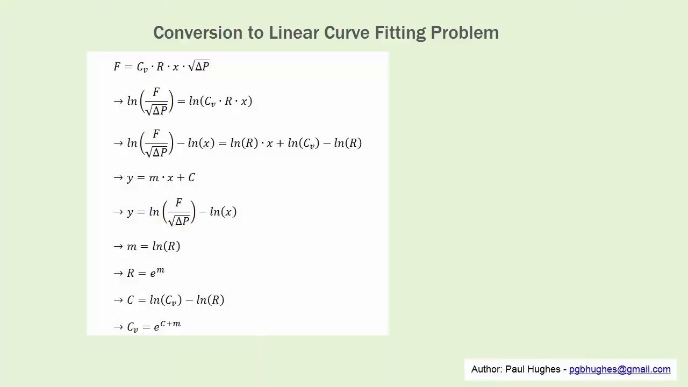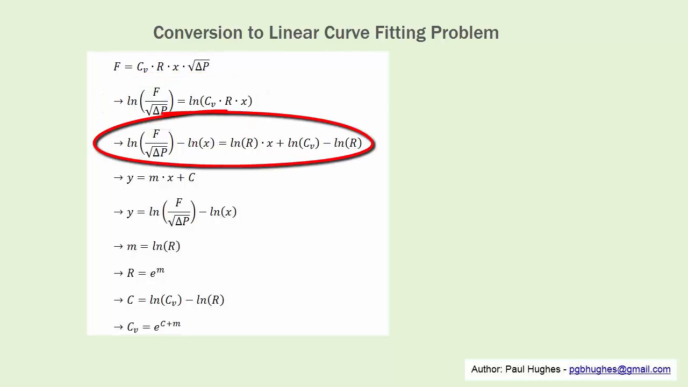Now, another way to look at this problem is to reorder it or change it by logging both sides of the equation. If you log the left and right side, log of flow over square root delta P, and the log of CVRX, and you move the log of X to the left hand side, you end up with a linear equation where you have the log of the flow over square root of delta P minus the log of X equals some linear function of X. So you can basically see it's Y equals mx plus c.